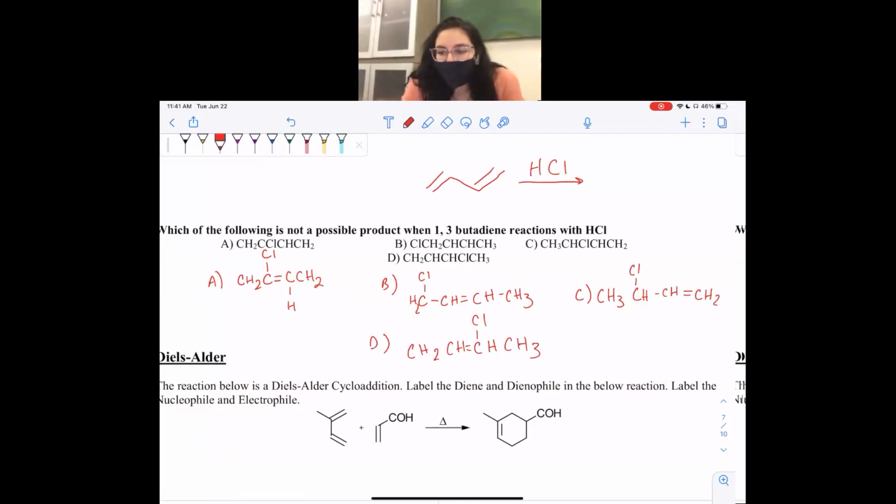And then someone said they missed the first part. So all I was saying is we were reviewing the reactions of conjugated dienes, so 1,2, 1,4 reactions. And now we're just doing a question based off what we did last time so we can refresh our memory.